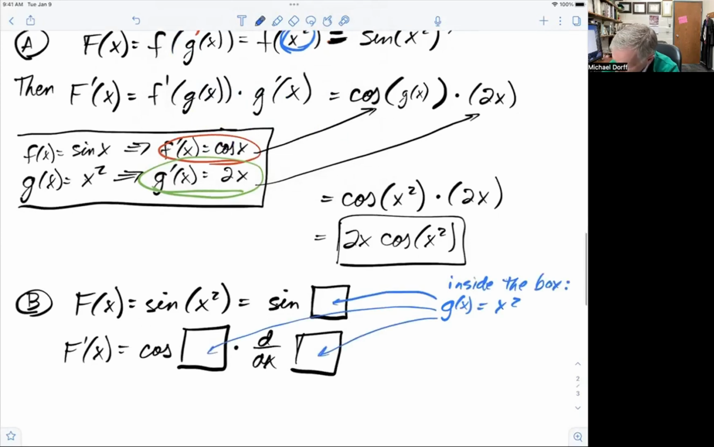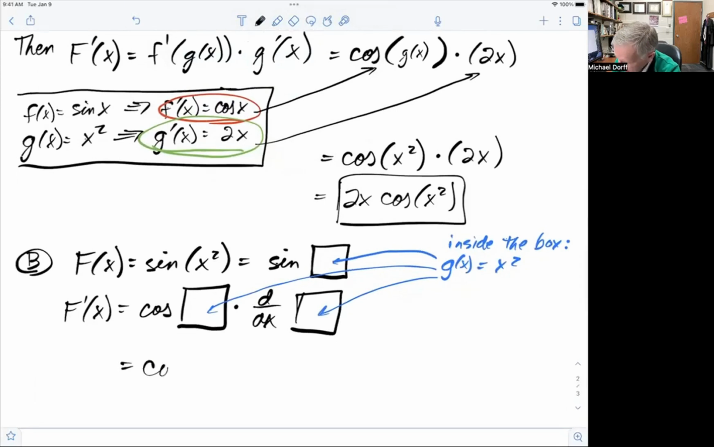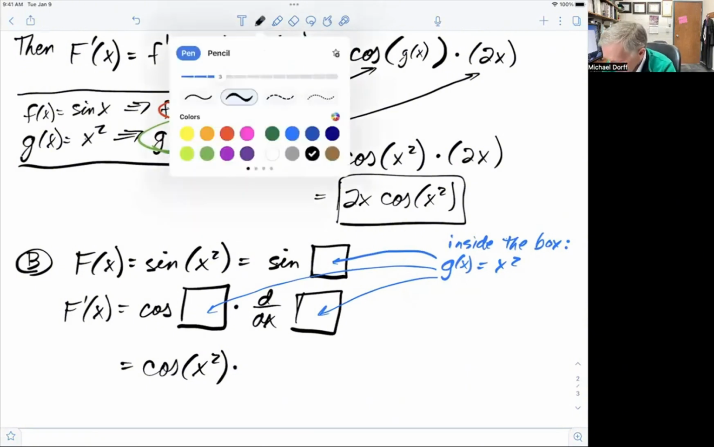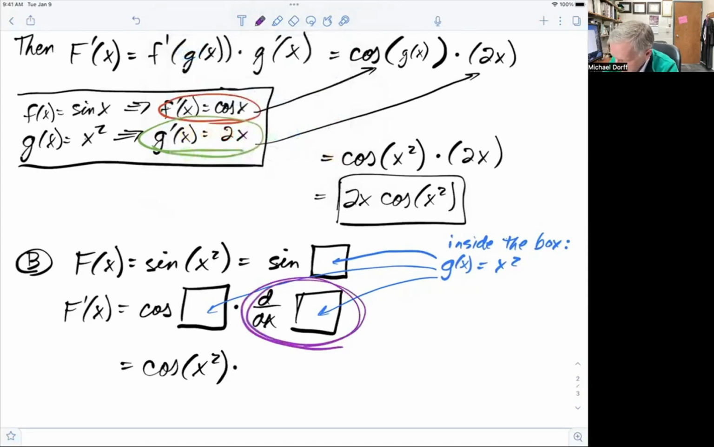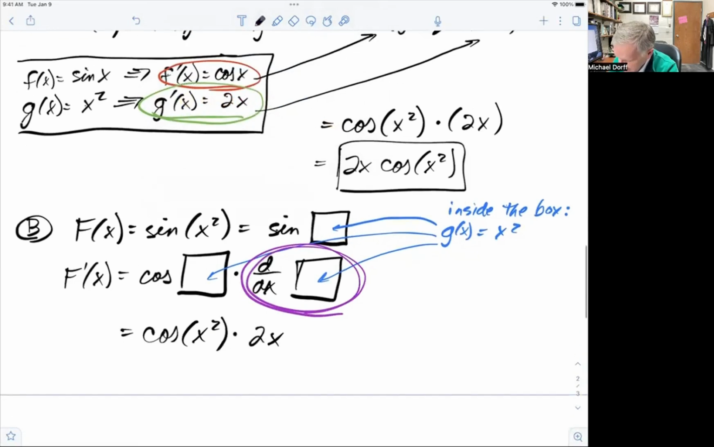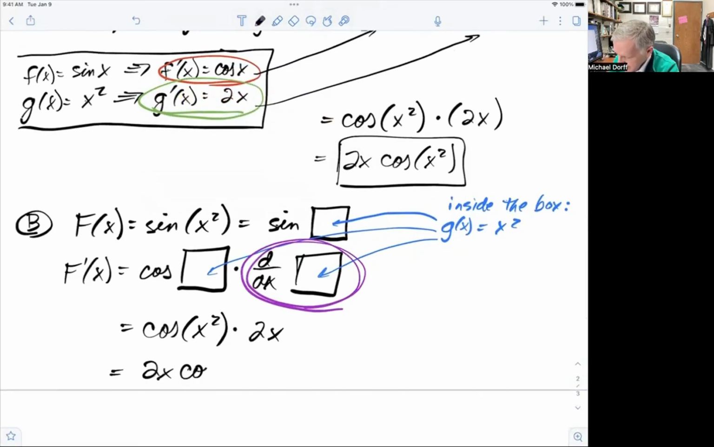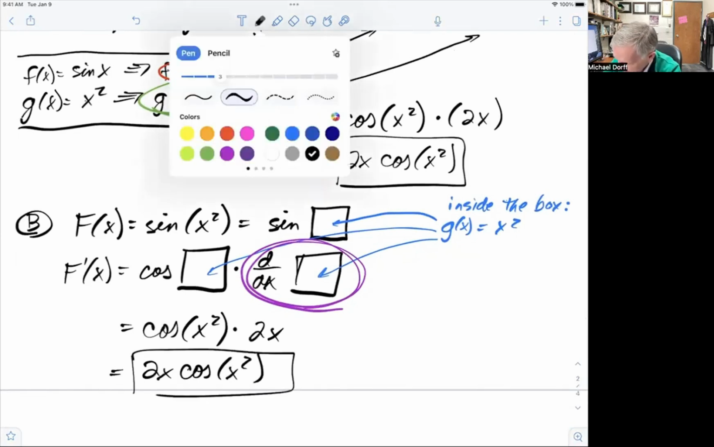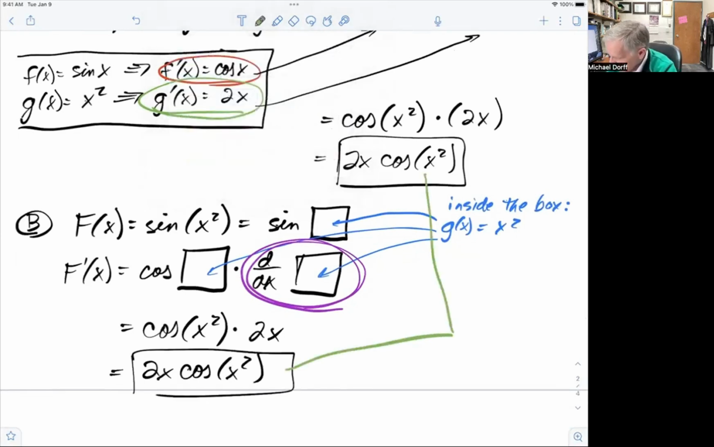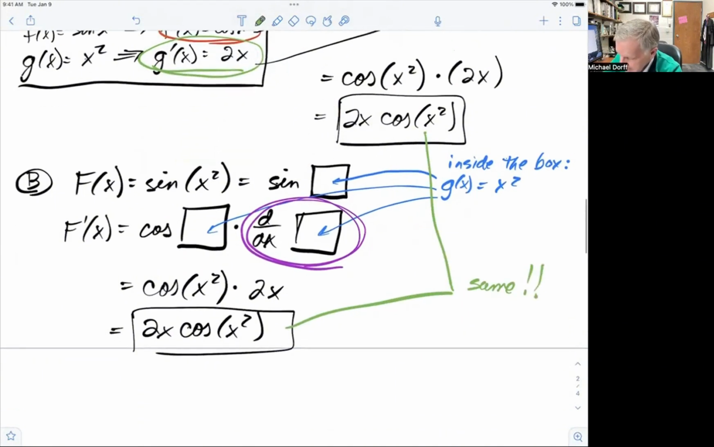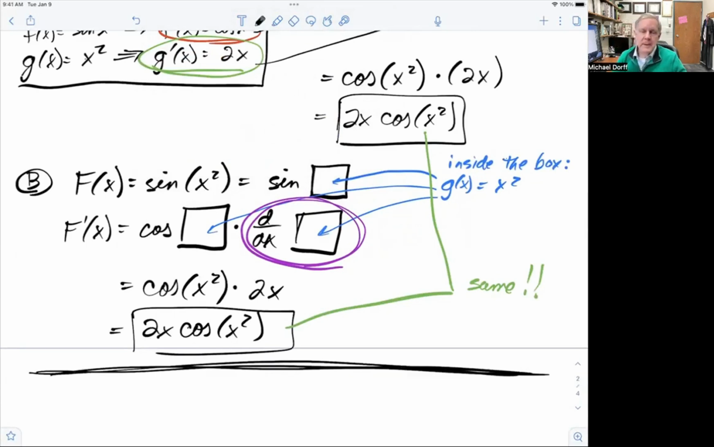That goes in all of these. So when I write that in, I've got cosine of x squared, because that's what's inside the box. And then I take the derivative in this part right here. I'm going to take the derivative of what's inside the box. And when I take the derivative of x squared, it's 2x. And so then again, I'll put the 2x first, and I get 2x cosine x squared. And we see once again, very nice, that the two answers are the same, which is what we want. Now, when you do this, you don't have to do both of these methods. You can choose which method you like.